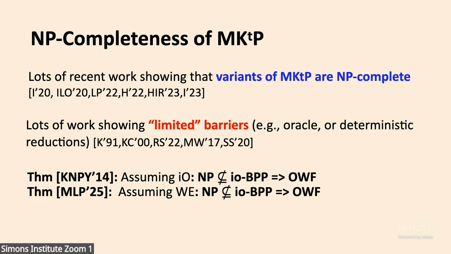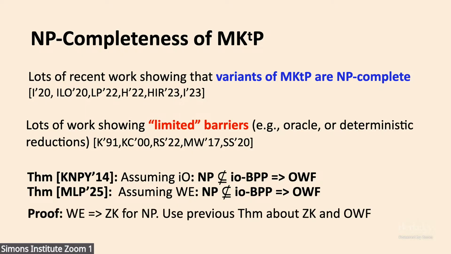And why is this true? Well, because what we saw was if zero knowledge is worst case hard, we have one-way functions, but witness encryption implies zero knowledge. So using this previous result from a few slides, witness encryption implies zero knowledge for NP, and that implies one-way functions from what we saw.